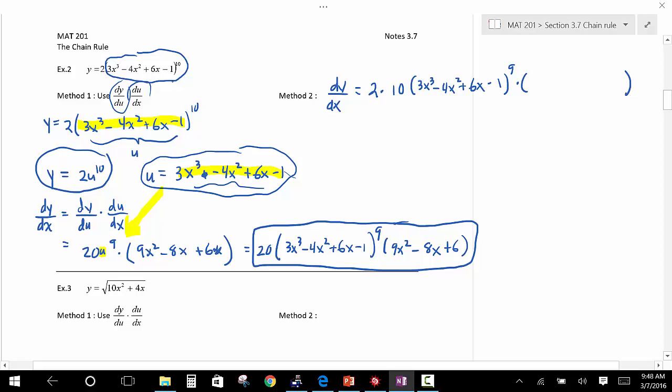Okay, now you can write this in one step if you want to. So what's the derivative of what's inside? 9x to the second minus 8x plus 6. Okay, well, that's it. That's the calculus.